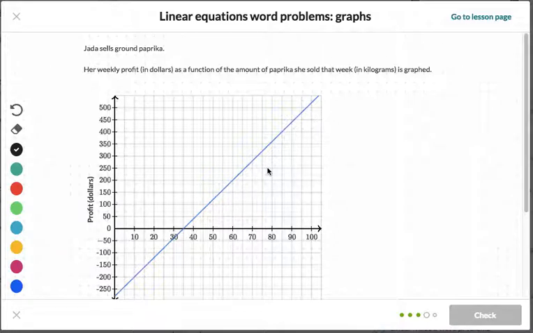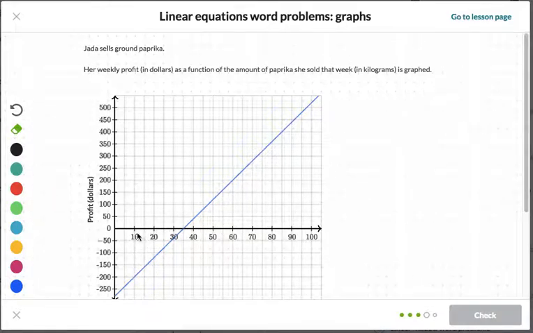Jada sells ground paprika. Her weekly profit in dollars as a function of the amount of paprika she sold that week in kilograms is graphed. So we're talking about a function of the amount of paprika. All along this x-axis right here is all of the paprika that she sold, and this function line here is measuring how much profit she got based on the amount of paprika she sold.